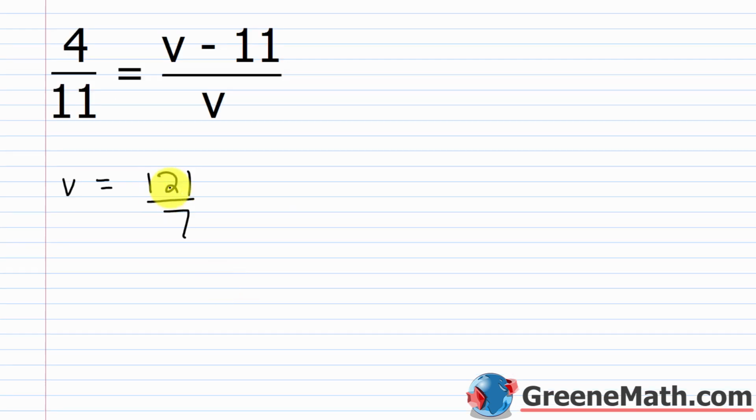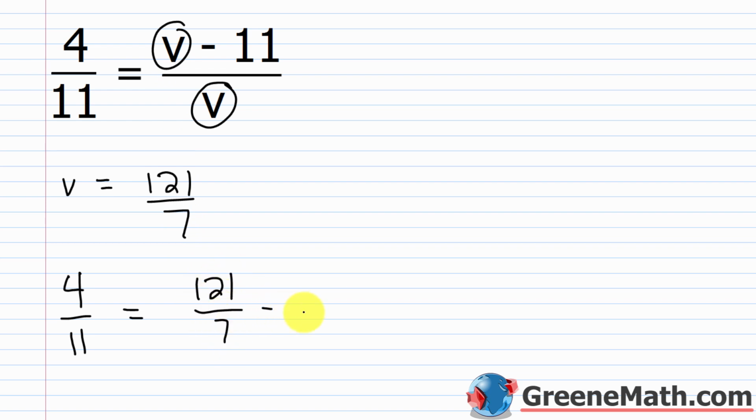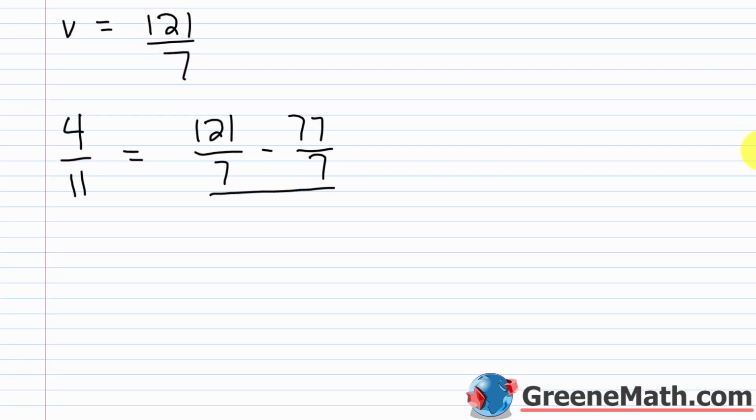All right, so we're going to plug this in for v here and here. So on the left, I just have 4/11. This is equal to, in the numerator, I'll have 121 over 7 minus, then for 11, I'm going to multiply it by 7 over 7, so I can have a common denominator. So this would be 77 over 7. All right, 77 divided by 7 is 11. I just rewrote it. Then for the denominator here, I have v, which again, I'm going to plug in 121 over 7. So 121 over 7.